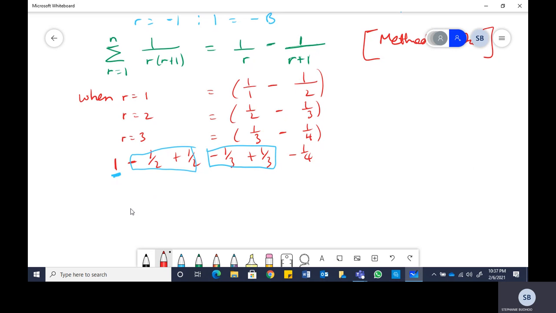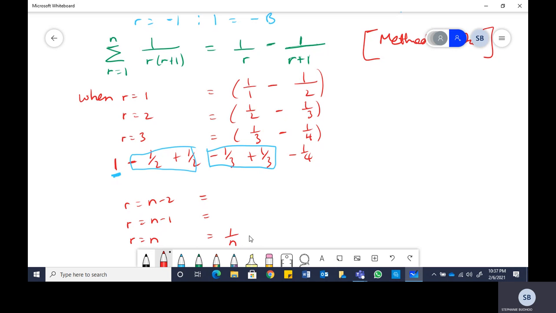Right now, at the end of this series, we have the last value being r equal to n. Now, the value just before that would be r being equal to n minus 1. And then before this would be r being equal to n minus 2. So let's see what happens when we substitute those values into our differences or partial fractions that we created here. Well, I'll start with the last one.